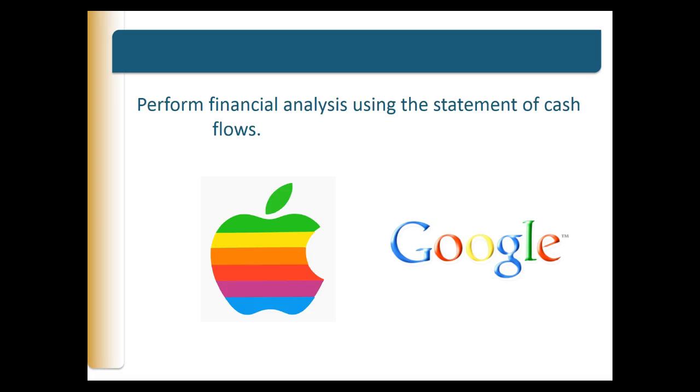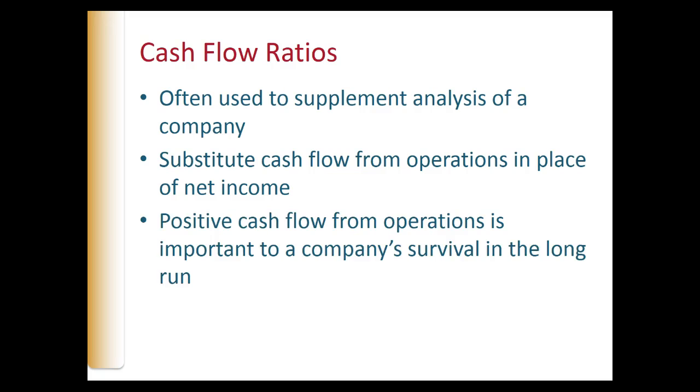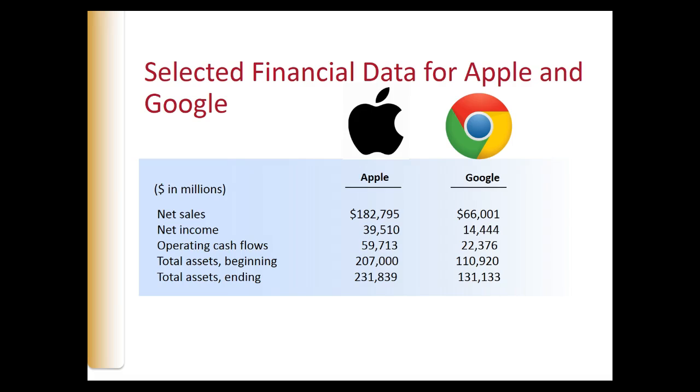Let's look at how we perform financial analysis using the cash flow statement. Now, analysts often supplement their investigation of income statement and balance sheet amounts with cash flow ratios. Some cash flow ratios are derived by substituting net cash flows from operating activities in place of net income, but not to replace those ratios, but to complement them. Substituting cash flows from operations in place of net income helps offer some additional insight in the evaluation of a company's profitability and of its financial strength. Positive cash flow from operations is important to a company's survival in the long run. Again, if they want to pay their bills, they need cash.